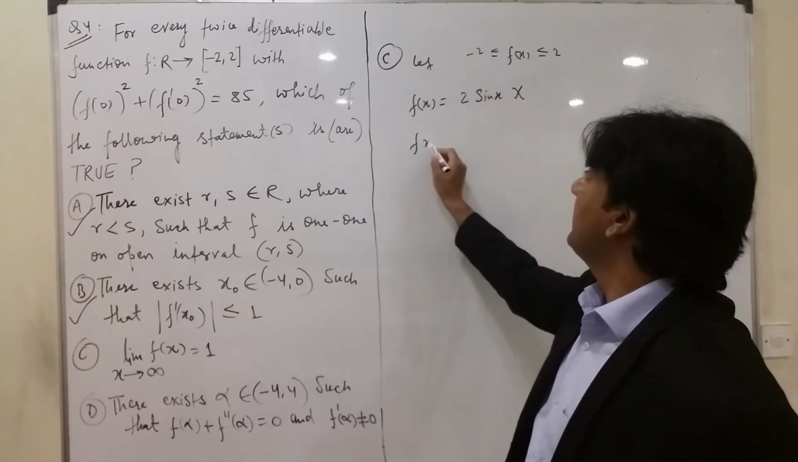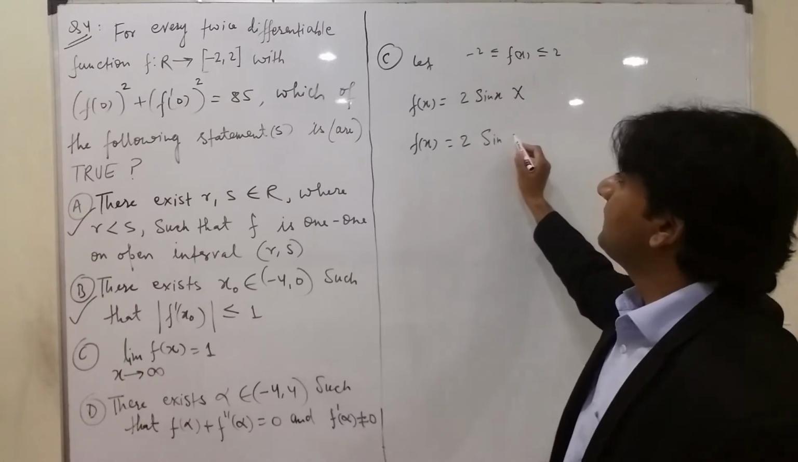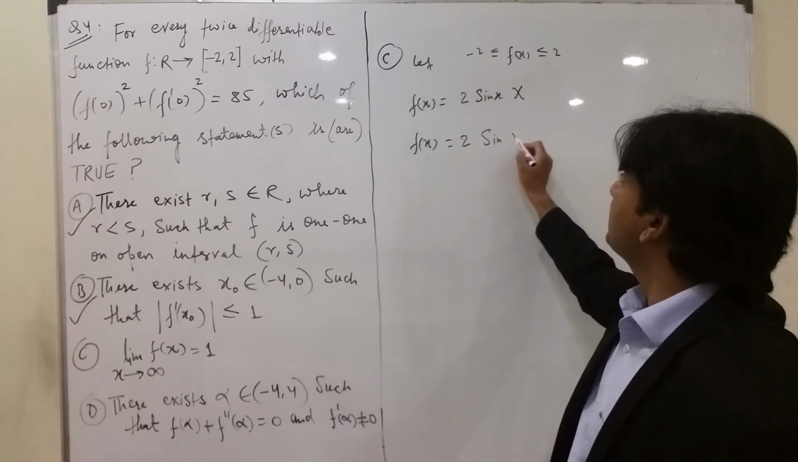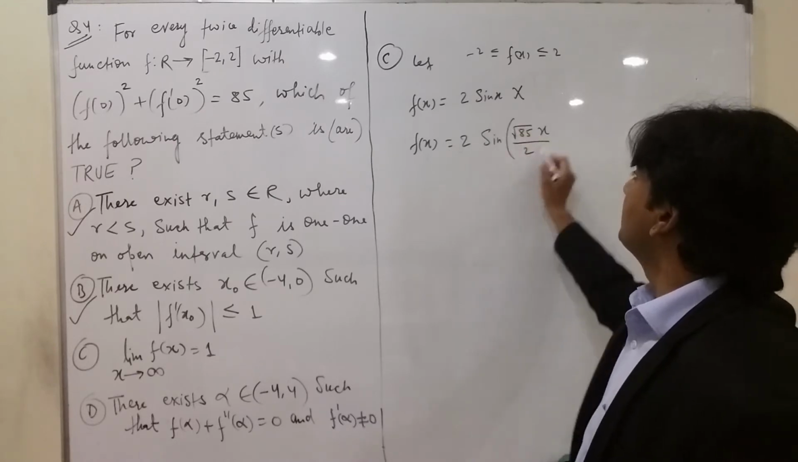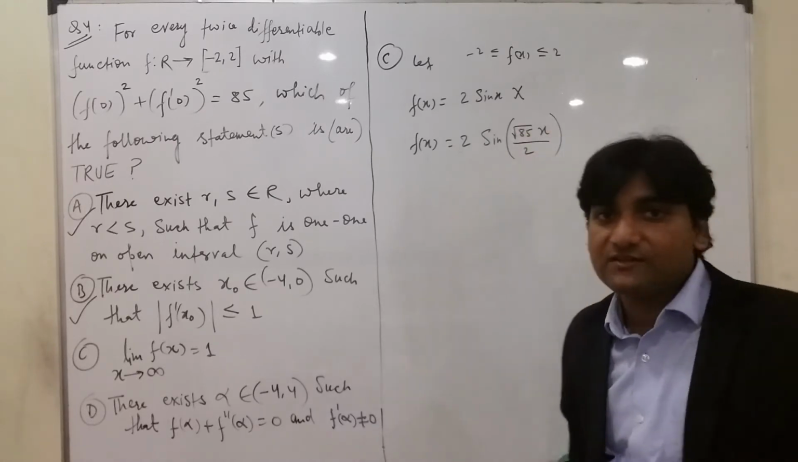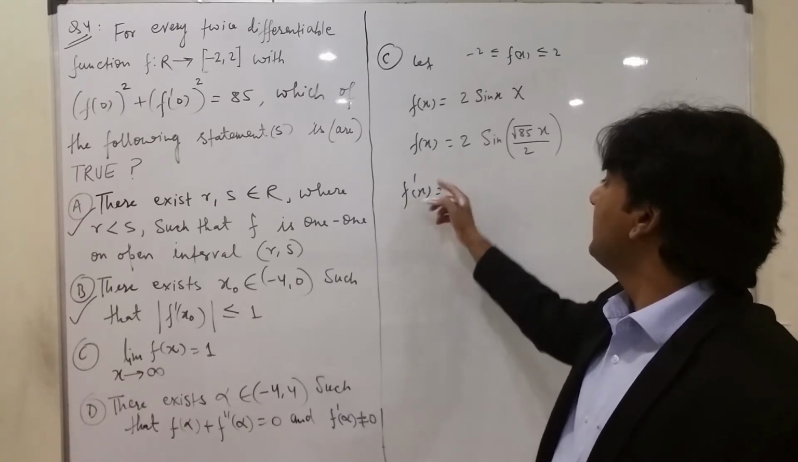Okay, then I will write f of x is 2 sine of root 85 x over 2. This is 85 but it's a square, so I will write root 85. Why 2? Because of differentiation. You can check here. Now take its derivative.